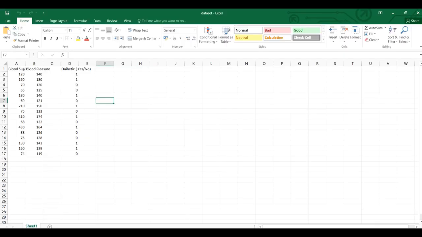Now we collect the data, and I saved all the data in an Excel sheet as the data set. Here I have taken two attributes, one is blood sugar and another is blood pressure, and whether the patient is diabetic or not. If yes, I took it as 1, and if he is not diabetic, it is 0. So if the patient has 120 and 140, it is 1, and if he has 70 and 120, it is 0. There are a total of 8 patients who are diabetic here, and 8 patients who are non-diabetic.